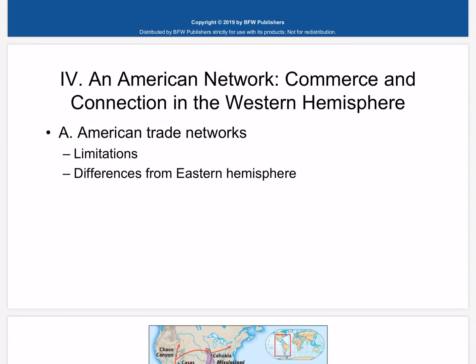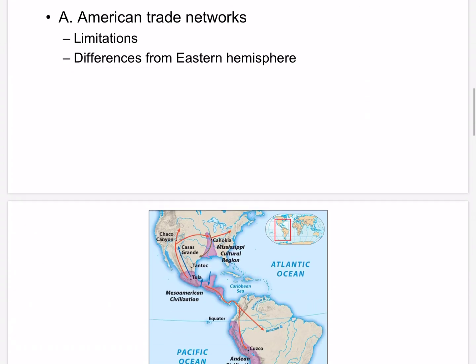All right, American trade networks were not as dense as Afro-Eurasian ones. There are some important limitations. There's a lack of domesticated large mammals, wheeled vehicles, and large ocean-going ships. There are geographical or environmental obstacles as well, including the north-south land orientation. Local and regional commerce flourished, but not long-distance trade, and their cultural traditions did not spread as widely as they did in the Eastern Hemisphere.